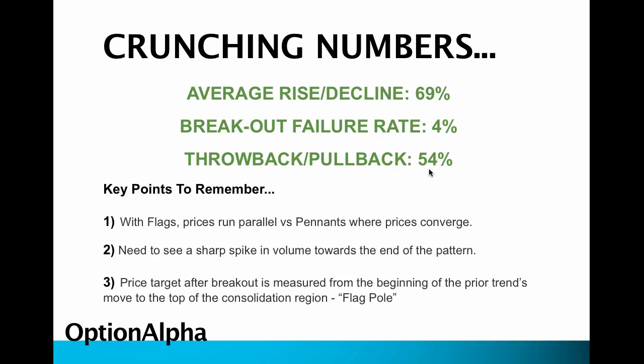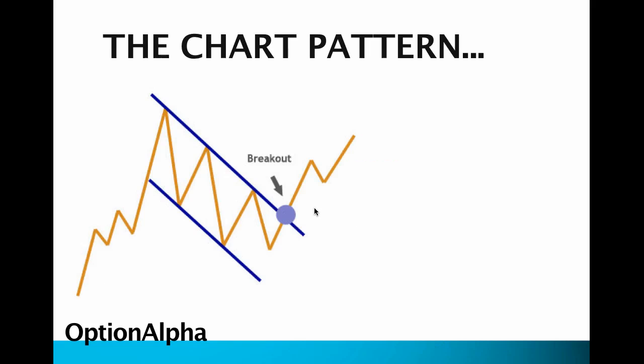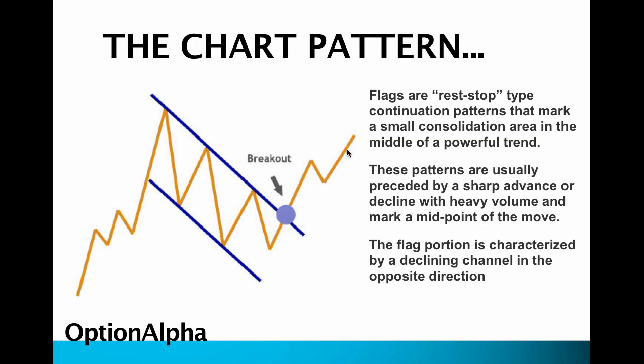The throwback or pullback rate is about 54%, and so basically what this is talking about, as I always mention here, and I've even put this on this chart, is that after the breakout, it's got about a 54% chance it's going to come down at least halfway of the move. Sometimes it comes all the way down and retests this declining trend line, but it's going to retest some area of support and just validate and reconfirm that there are buyers in the market.